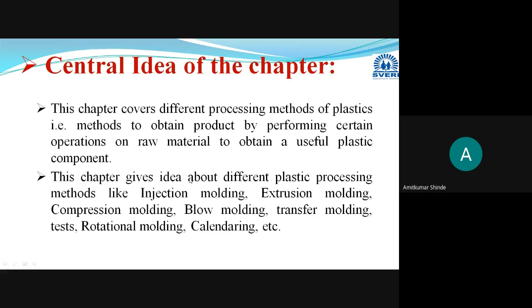And those different methods are what we are going to discuss in this chapter: the concept of different plastic processing methods like injection molding, extrusion molding, compression molding, blow molding, transfer molding, rotational molding, and some sheet forming processes like calendering. Okay, this is the central idea. What we are going to study in this chapter is the different plastic processing methods, and these types we are going to cover.